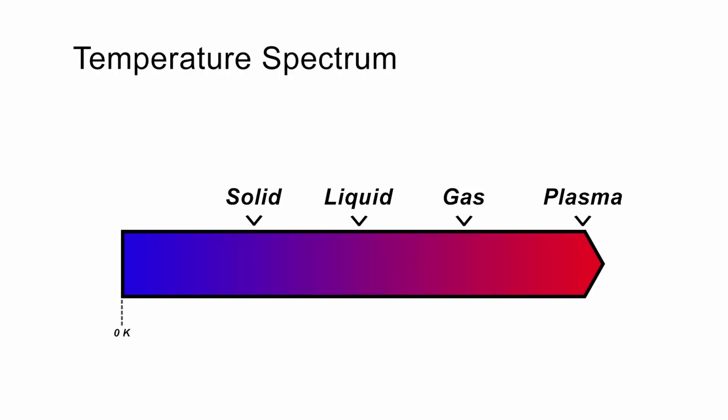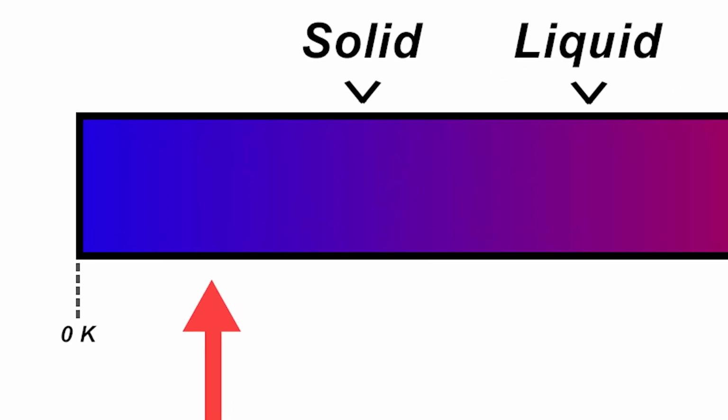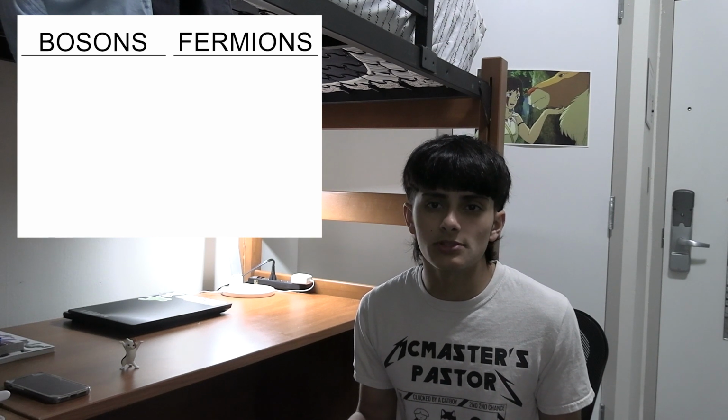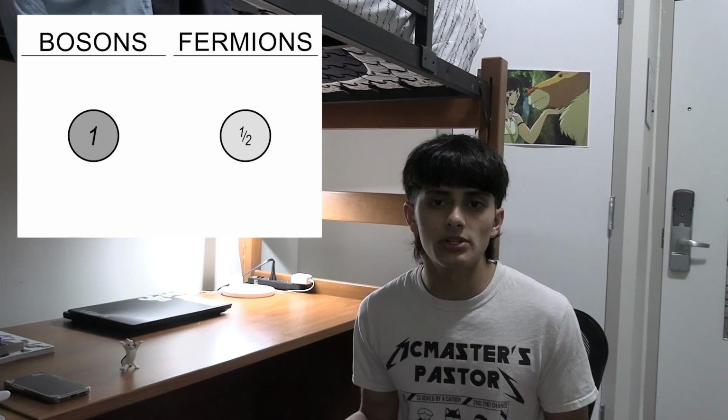So, from the spectrum, you could say that generally, atoms get closer together the colder they are. But what does this trend imply? If we go far enough down this spectrum, what would we find? All particles are either bosons or fermions. For the purposes of this video, the most important difference between the two is that bosons have a whole number spin and fermions have a fractional number spin.